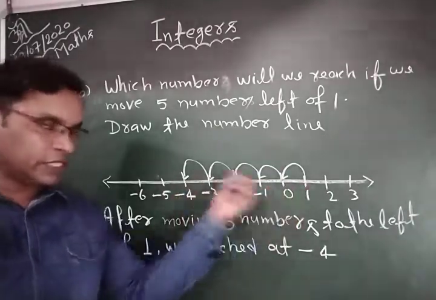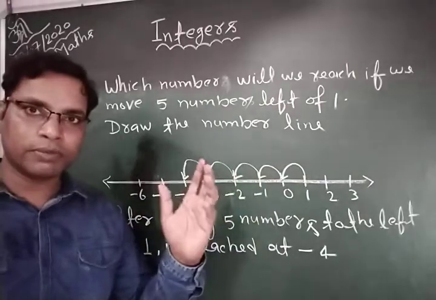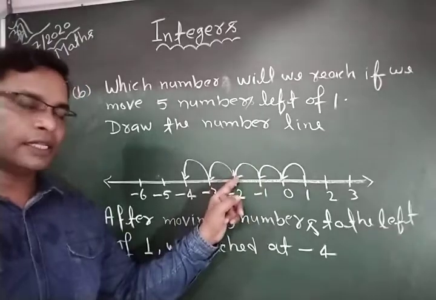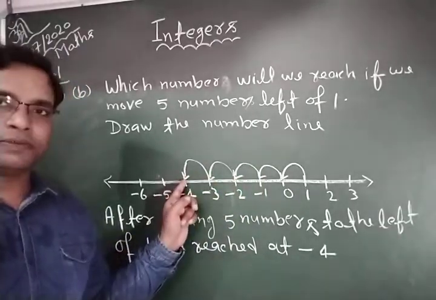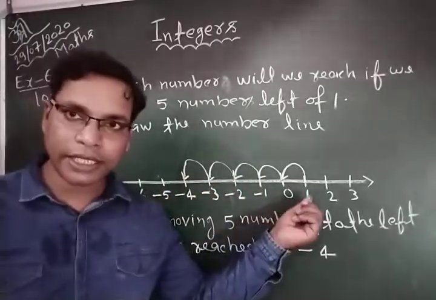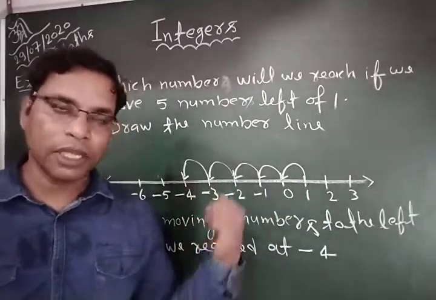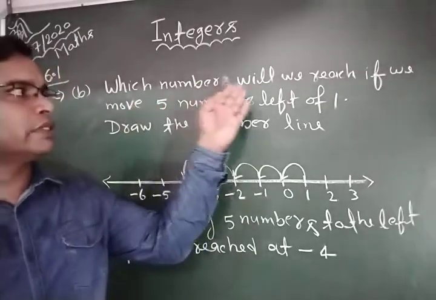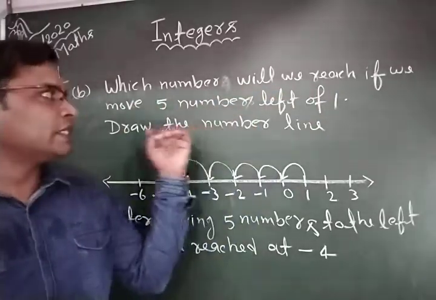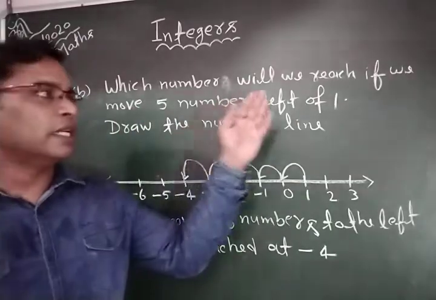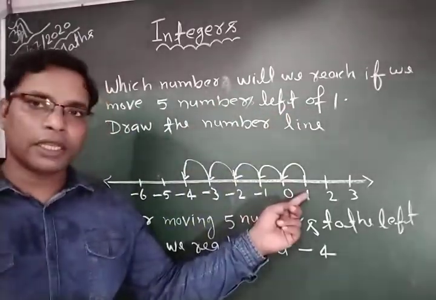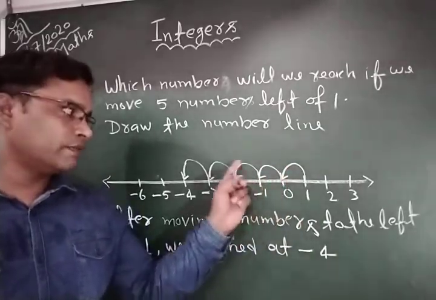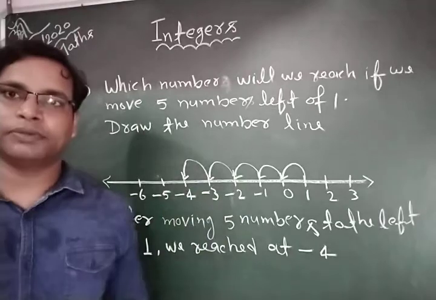This is 1. This is the left direction. How many numbers do we move? 5 numbers. So 1, 2, 3, 4 and 5. Okay, we start from 1 in the left direction and move 5 numbers. We reach -4. This question is given: which number will we reach if we move 5 numbers left of 1? So this is 1 and you move 5 numbers left. So 1, 2, 3, 4, 5. We reach -4. Clear?